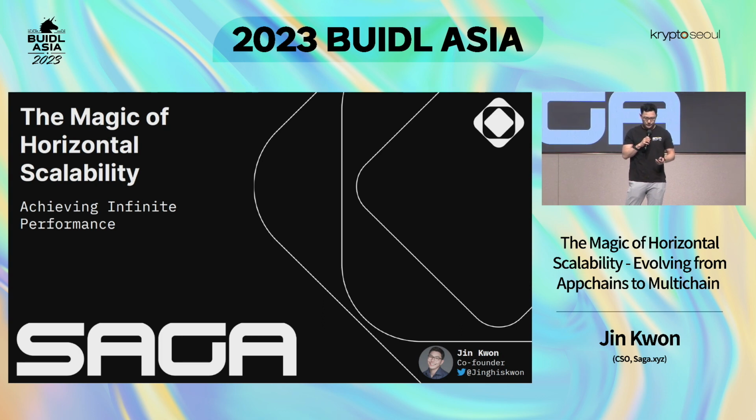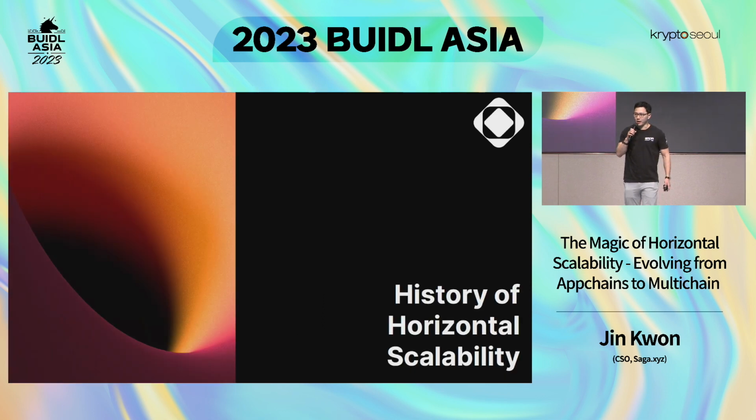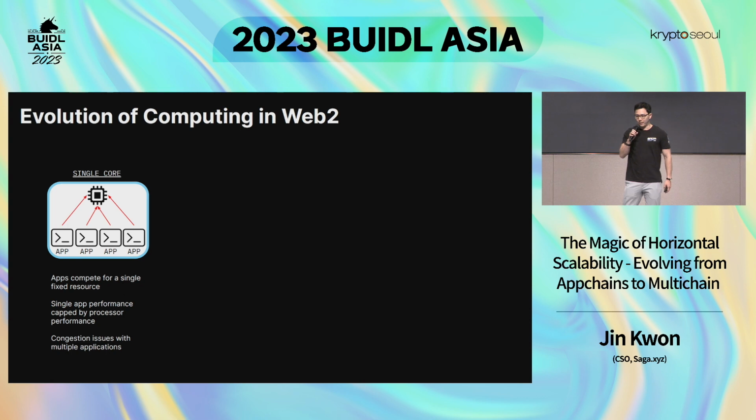And so let's first talk about the history of horizontal scalability, because this has happened in the compute space a long time ago. And the behaviors and the things that we can learn from scaling applications horizontally can be applied to Web3 as well. So let's start with how horizontal scalability came into the compute space.